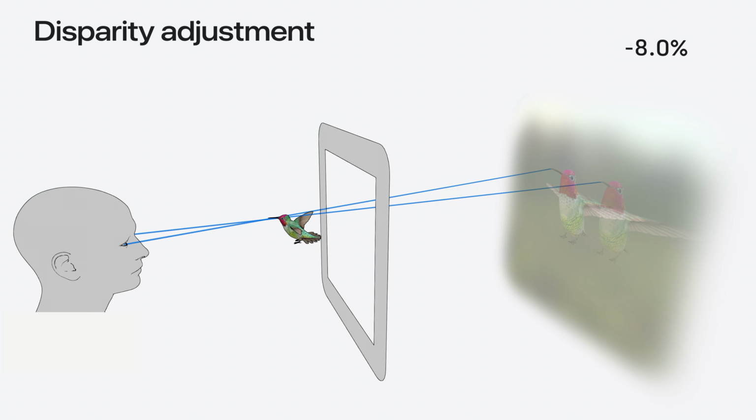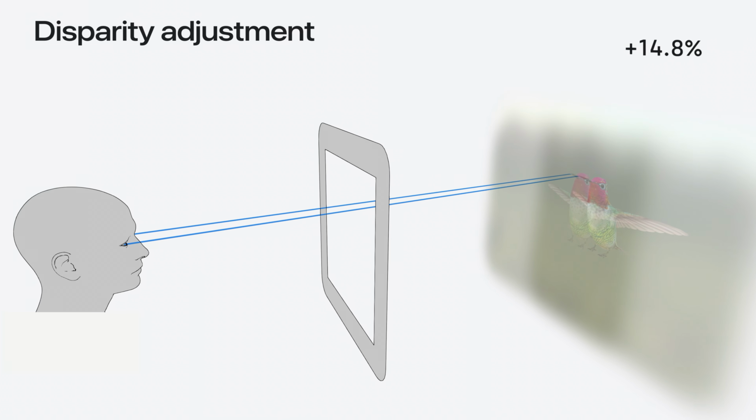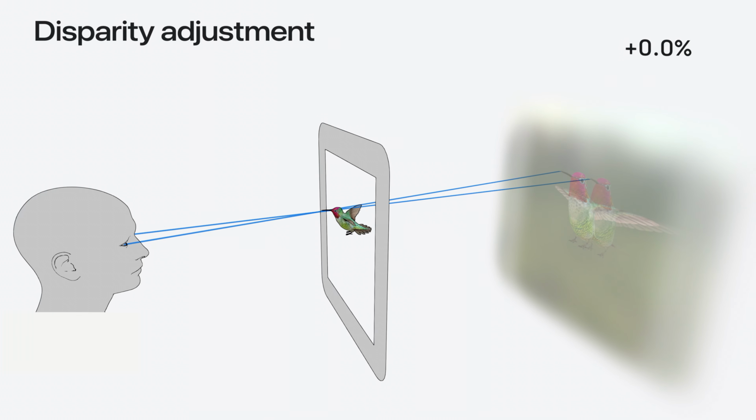Too large of a negative value can cause depth conflicts, and too large of a positive value can cause your eyes to diverge, especially for objects in the background, which can be uncomfortable. For this scene, I'm going to pick a value that places the hummingbird just beyond the front of the window. A shift of even a couple percentage points is enough to dramatically alter the perception of the image, so make sure to test in Vision Pro when picking a value for the disparity adjustment.